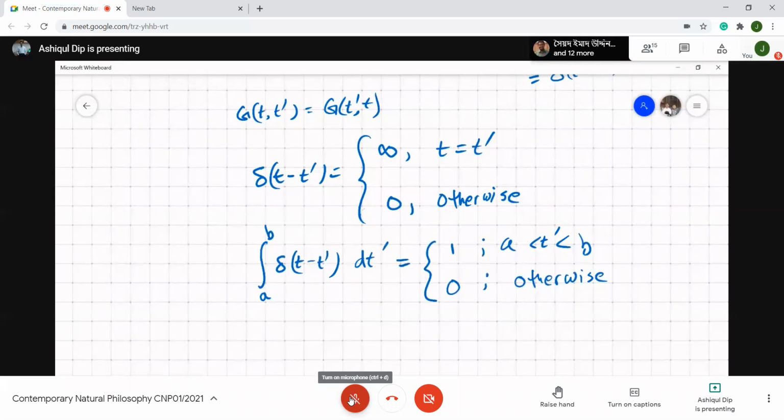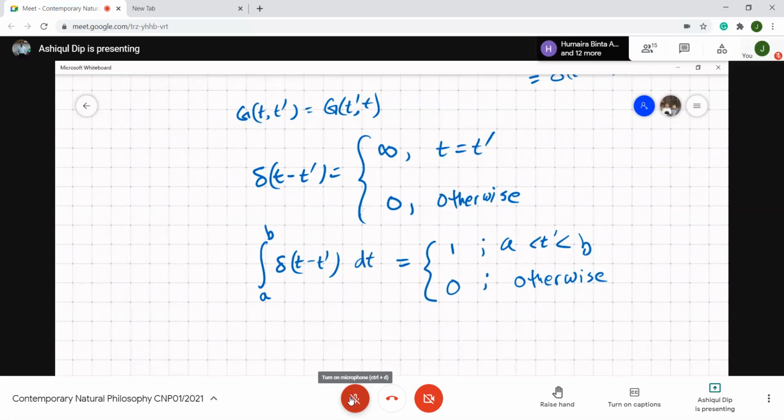Okay. Sorry, a mistake actually. I meant integration over t. So t prime equals... yeah, t lies between these two things. Yeah, now it's correct. If t prime lies between a and b, then it's 1, otherwise it's 0.